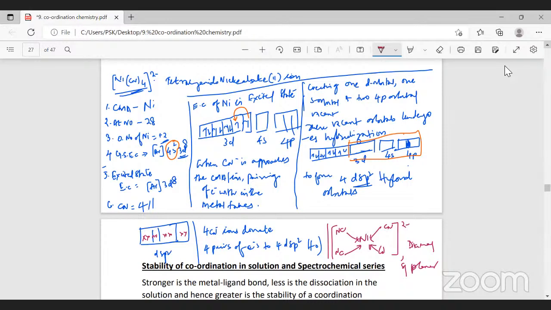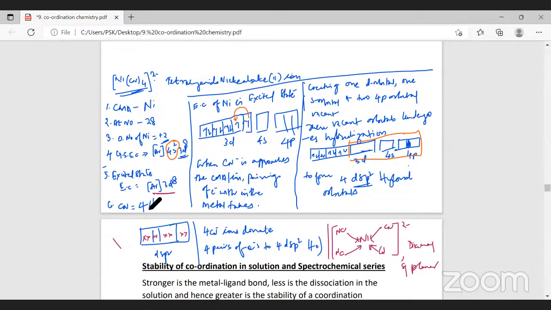Go through this quickly. Nickel atomic number is 28. Oxidation state of nickel is +2. Therefore, the excited state electronic configuration of nickel will be argon configuration 3d8. Since the coordination number of nickel is 4, it means the central metal atom, nickel, has to create 4 vacant orbitals. How are these 4 vacant orbitals created?